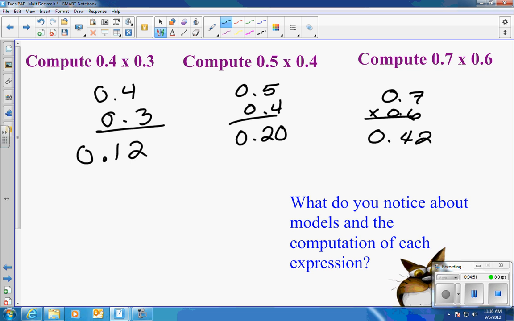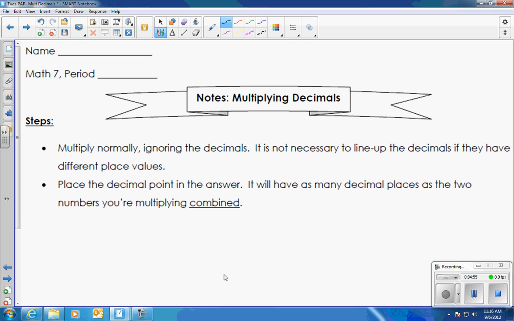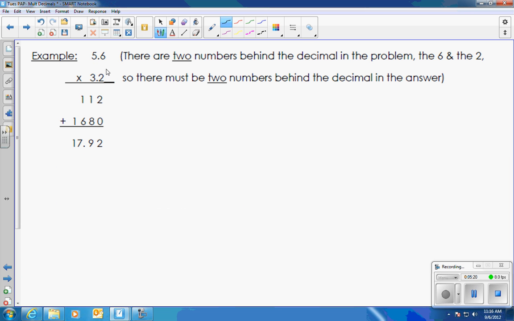Okay, so let's take a look at our notes now. There are some steps that we're going to deal with when we multiply decimals. The first step is multiply normally, ignoring the decimals. We will not line up our decimals when we are multiplying. Only adding and subtracting does that. Place the decimal point in the answer. It should have as many decimal places as the two numbers you're multiplying combined. That's very important.